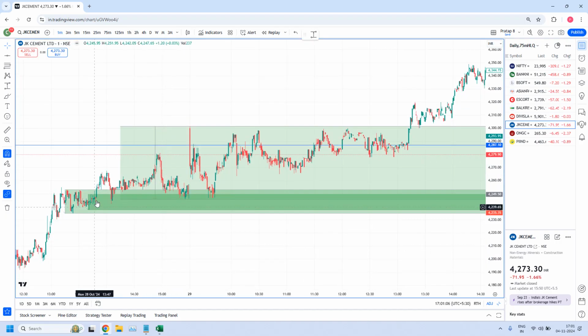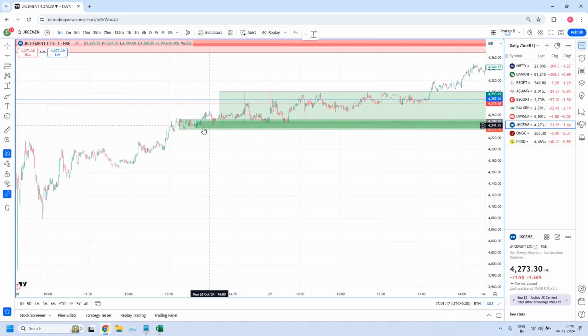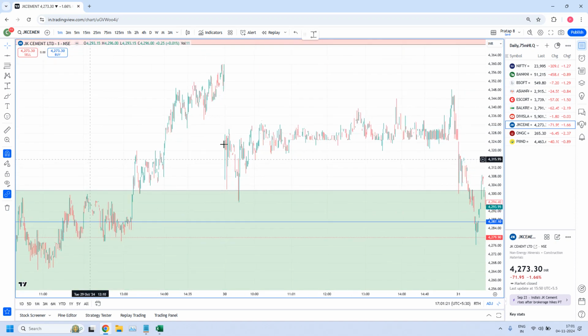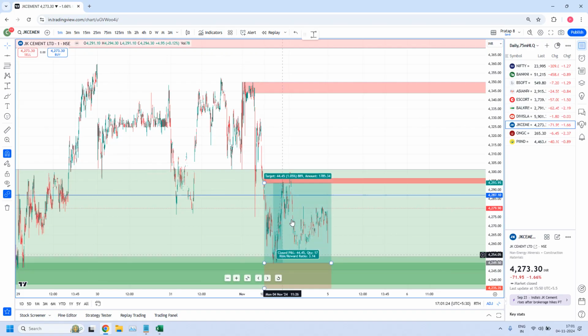So that is the reason why we are considering this lower time frame zone as an origin to the higher time frame zone. And moreover, it has already been tested multiple times. Maybe this could also be a 5 minutes high liquidity zone. So that's why it is a very powerful zone. It gave a very good profit for us.